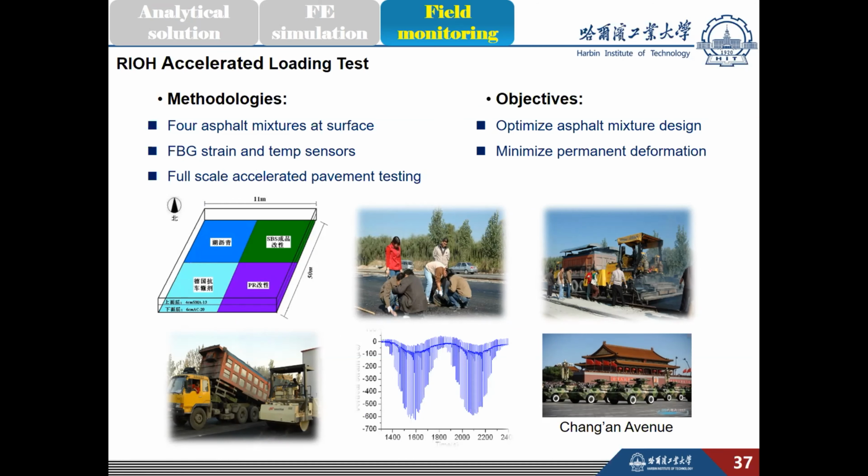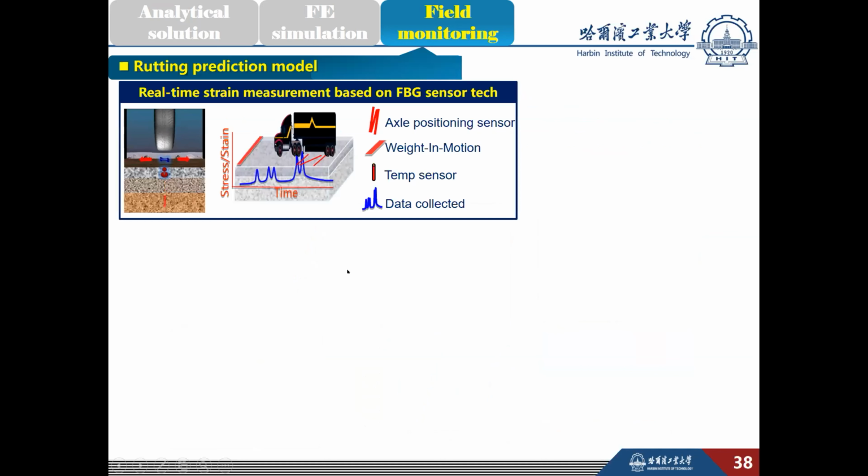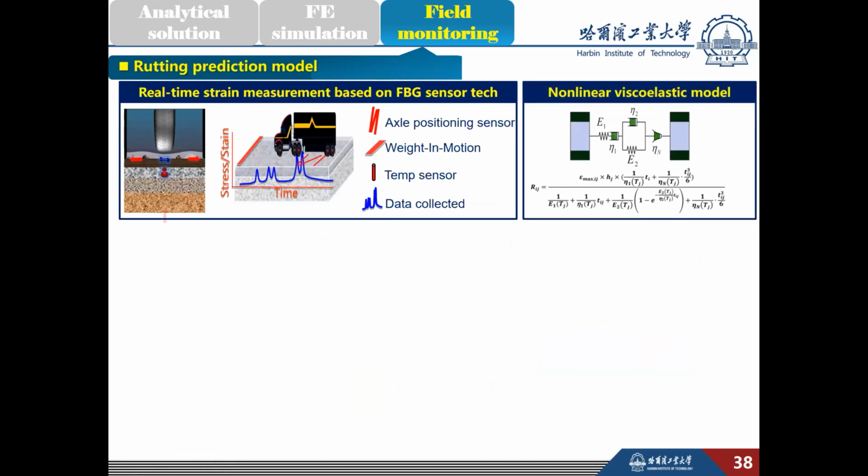We were trying to minimize the permanent deformation of this avenue, especially under some special highway loading. In this project, we also developed a rutting prediction model based on APT results. The rutting prediction model integrated the measured strain from FBG sensors and a non-linear viscoelastic model.